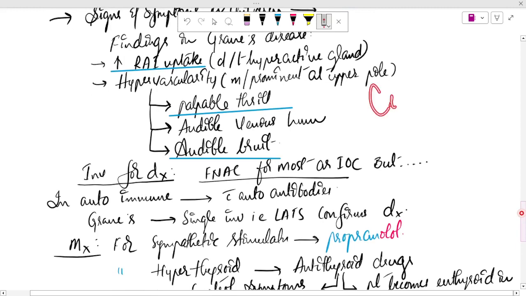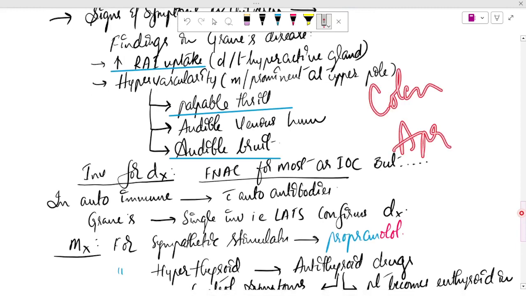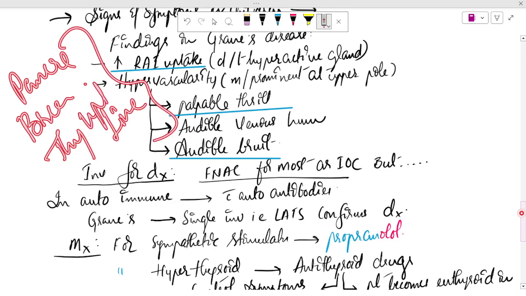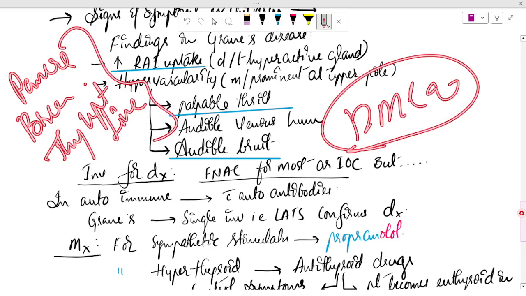You leave colon, no problem. You leave appendix, no problem. You don't leave, never leave breast, never leave thyroid, never leave pancreas, never leave liver. These four are utmost important. 12 MCQs from these questions.